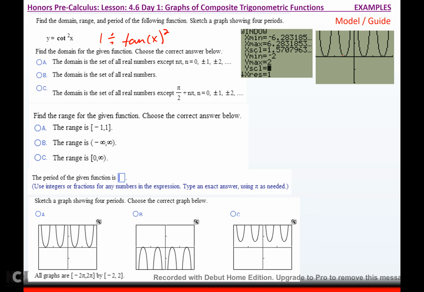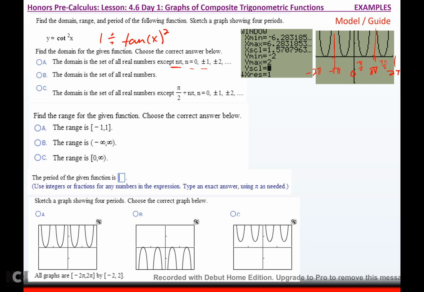It says find the domain, and you can see here that if I'm counting from 0 to 2 pi, right here is in the middle, right? This would be negative pi, this would be negative 2 pi. So at pi over 2, you can see it's defined. At 3 pi over 2, you can see it's defined. But at pi, at 2 pi, at 3 pi, so on and so forth, the function is not going to be defined. So we say that it's the set of all real numbers except for n pi, meaning no pi, or plus or minus 1 pi.